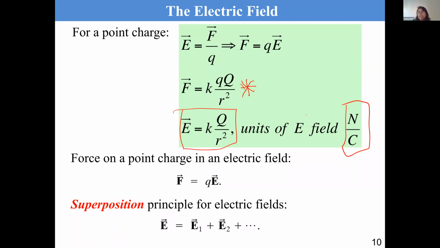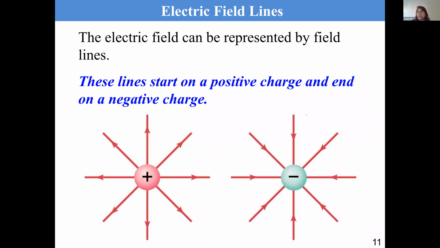Similar to electric force, for electric field you can also use the superposition principle if you have many charges for which you need to calculate the electric field. Now direction: if I have a source charge that produces an electric field, a positive charge will create an electric field in the outward direction, and a negative charge will create an electric field in the inward direction. So you need to keep that in mind.